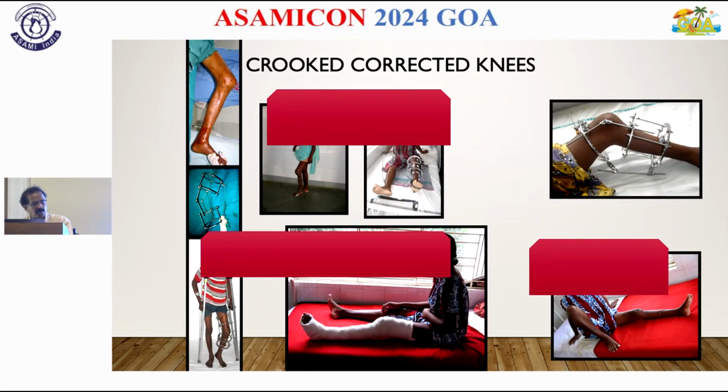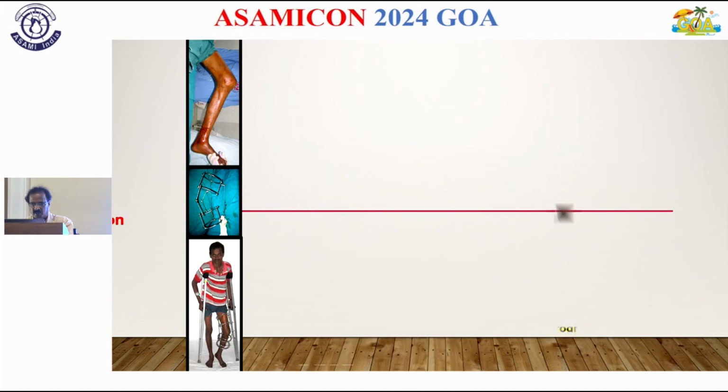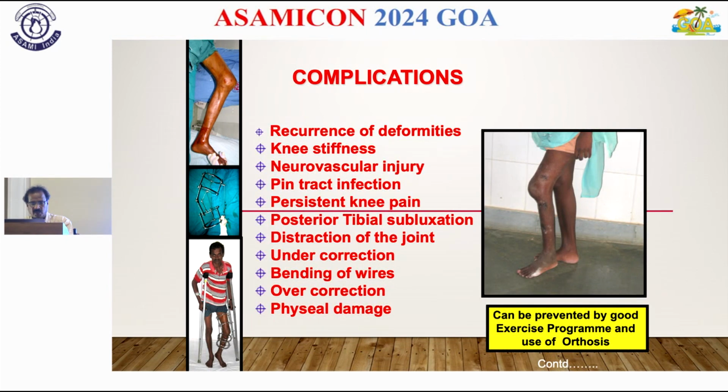Many types of knee deformity, arthritic deformities also come across. You can correct them. Complications: there may be recurrence, knee stiffness, neurovascular injury, pin tract infection, persistent pain, many hurdles will come. Posterior tibial subluxation, distraction of the joint, undercorrection, bending of wires, many things you can come across. And once you train perfectly, then you can manage everything.